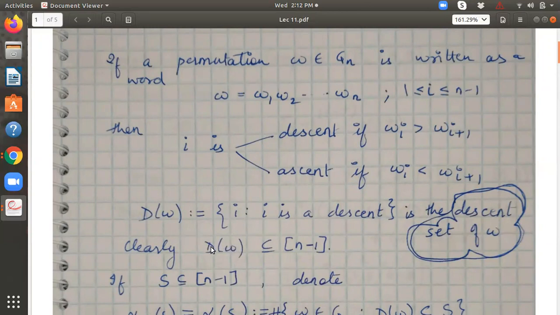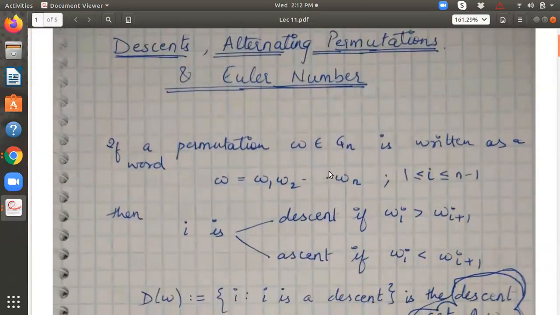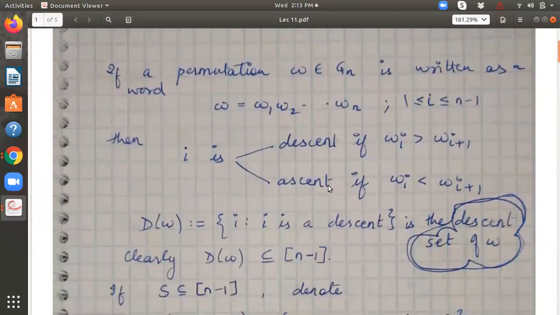So clearly DW cannot have the element n. Why? Because you have to compare the element with its next element. If you want to compare n, what will you compare it with? There is no W(n+1) here. You have written it as a word now, right? So if it's a word of length n, n happens to be the last element in the string. Therefore, the last comparison that can happen is at the level of W(n-1). All right. So DW is a subset of the set {1, ..., n-1}.